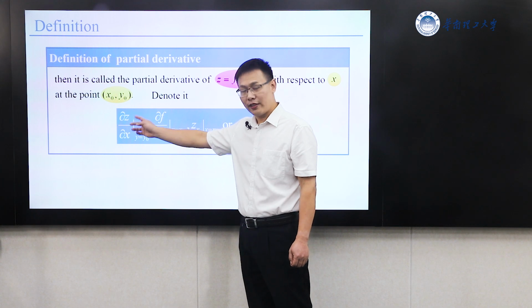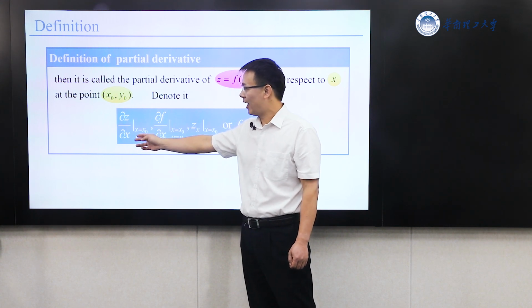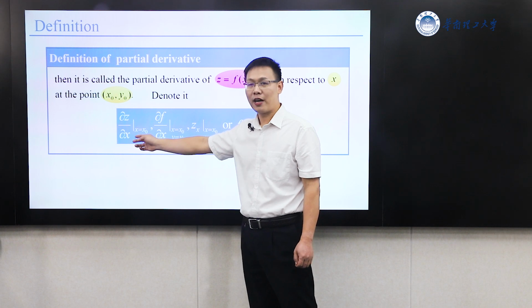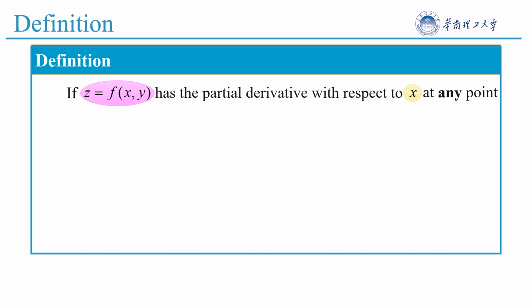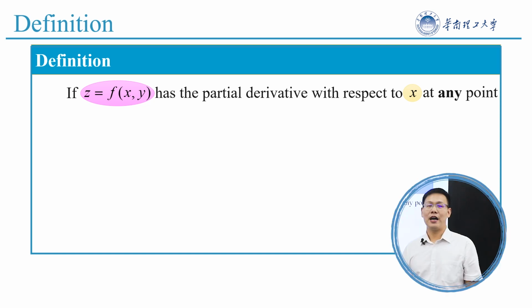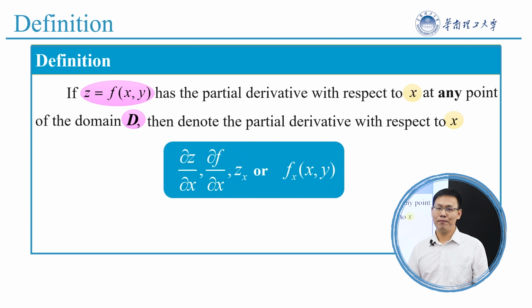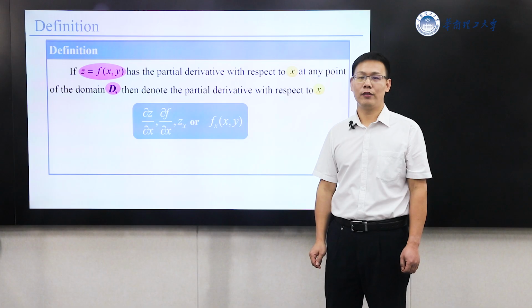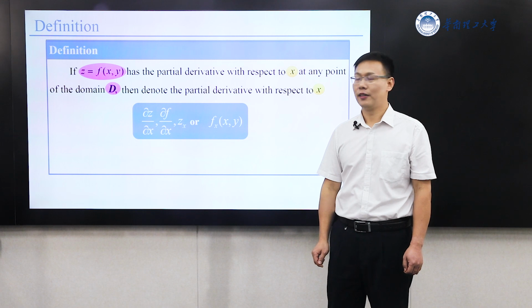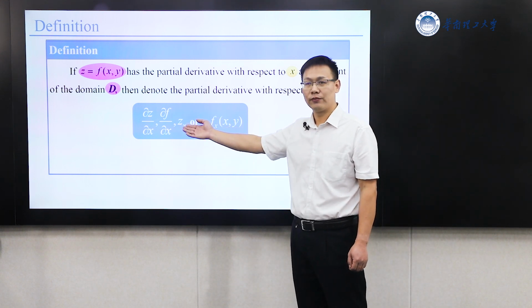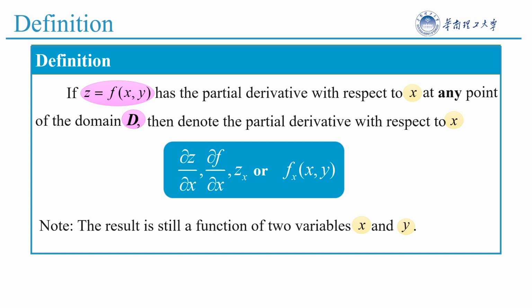We can read this notation simply as partial z, partial x. If z has the partial derivative with respect to x at any point (x, y) of the domain D, then we denote the partial derivative with respect to x by these notations. Note, the result is still a function of two variables x and y.